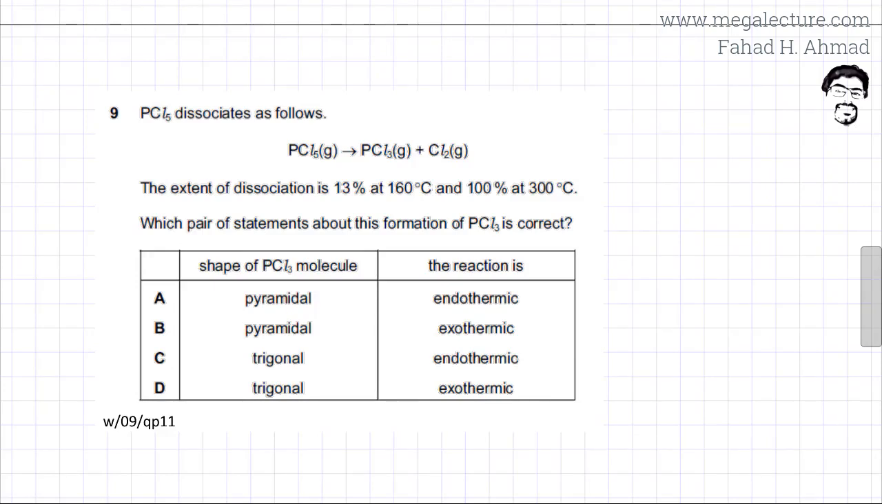The following question reads that PCl5 dissociates as follows. So there's a reaction given: PCl5 is dissociating to form PCl3 plus Cl2. And the extent of dissociation is 13% at 160 degrees centigrade and 100% at 300 degrees centigrade.